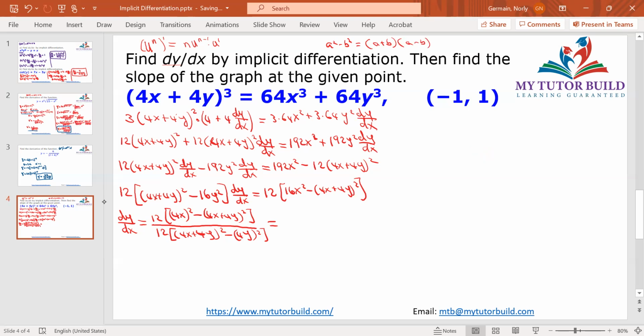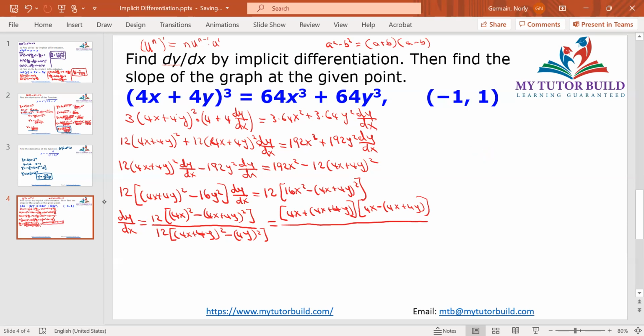So we see that's exactly what we have when we cancel out by 12. In the top, what we have is 4x plus 4y, and 4x minus 4x plus 4y. That's the top one. And we're going to do the same thing at the bottom.